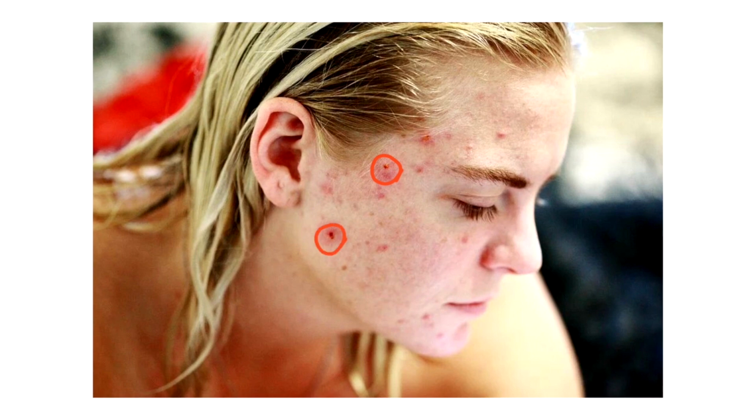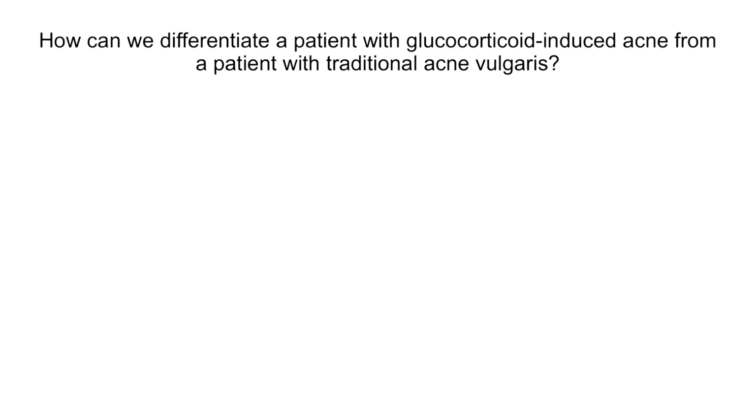Keep in mind that question stems may ask about acne in a couple of different manners. They may mention various risk factors in the stem before showing you a picture of the rash and asking about treatment. Alternatively, they may tell you in the vignette that the patient has acne and then ask for the most likely cause. Speaking of questions, let's answer a question now. How can we differentiate a patient with glucocorticoid-induced acne from a patient with traditional acne vulgaris? So there's actually multiple ways of answering this question. So we'll actually highlight that on the next slide.